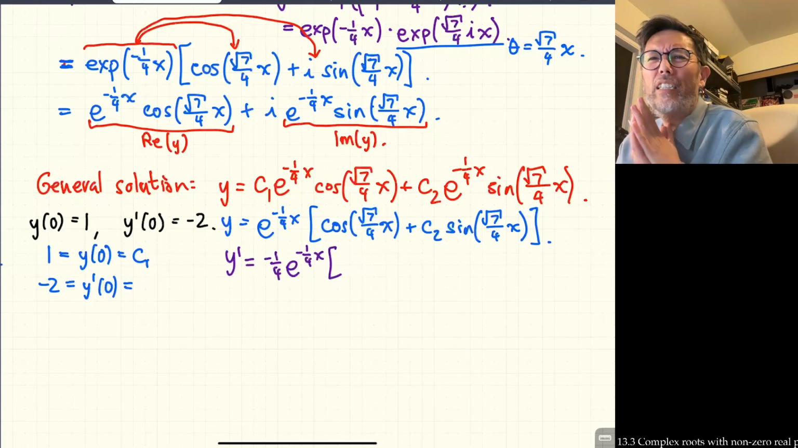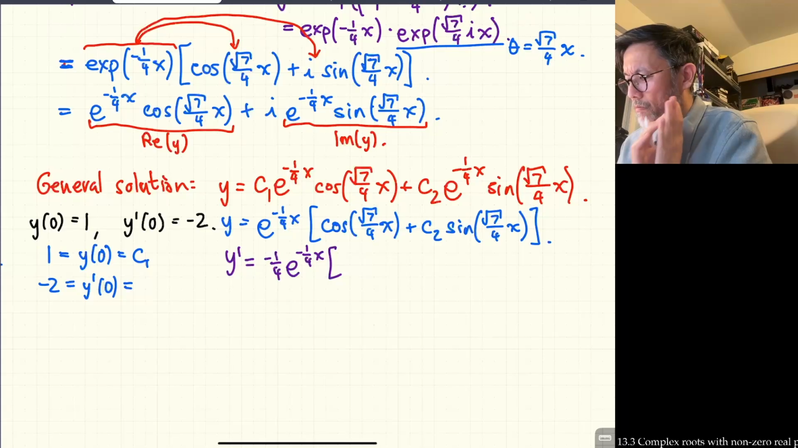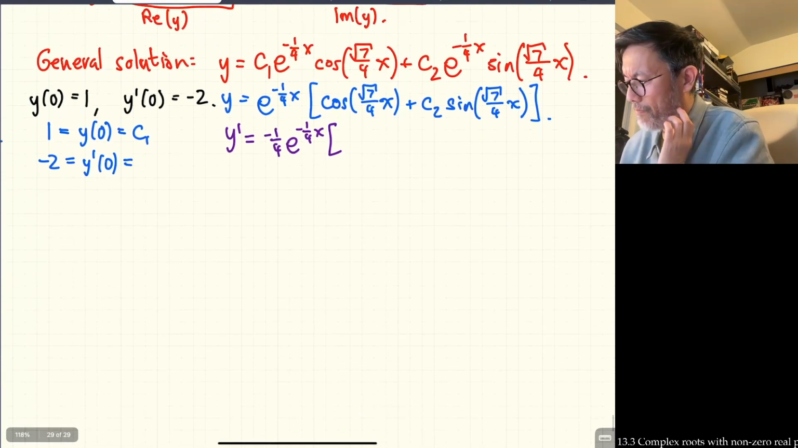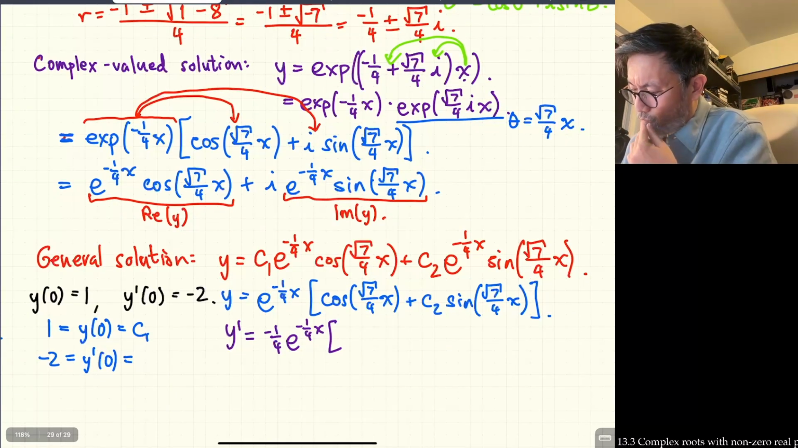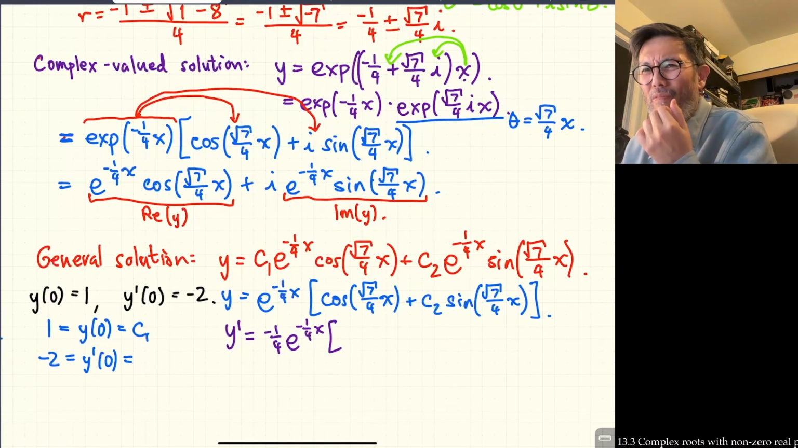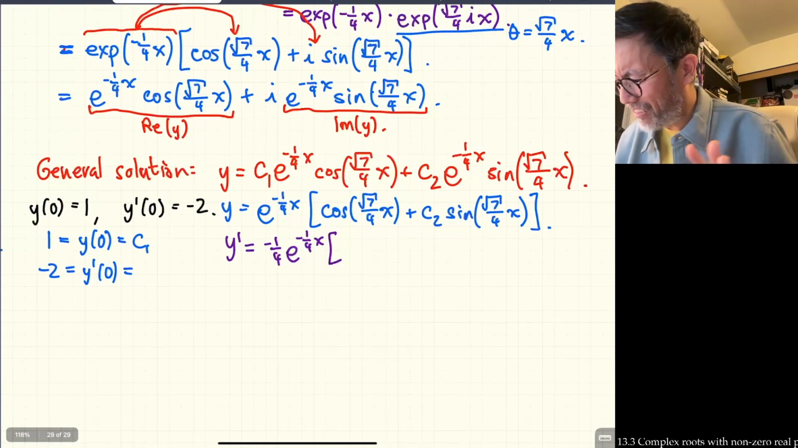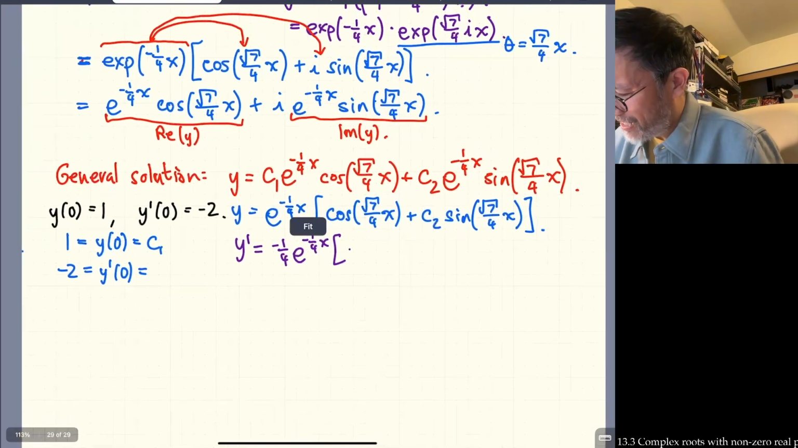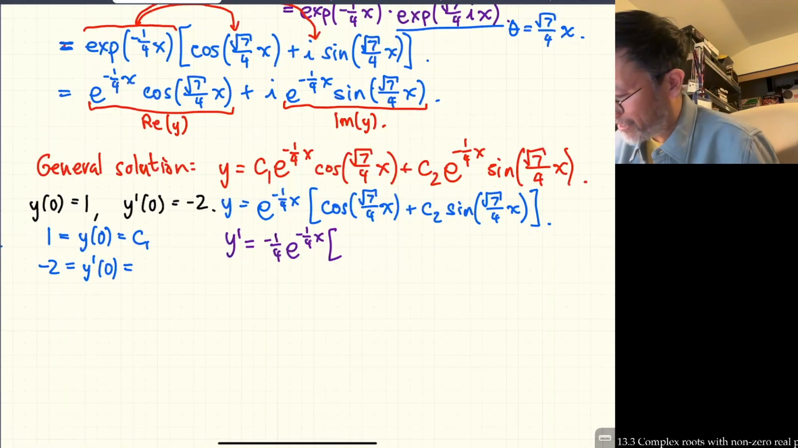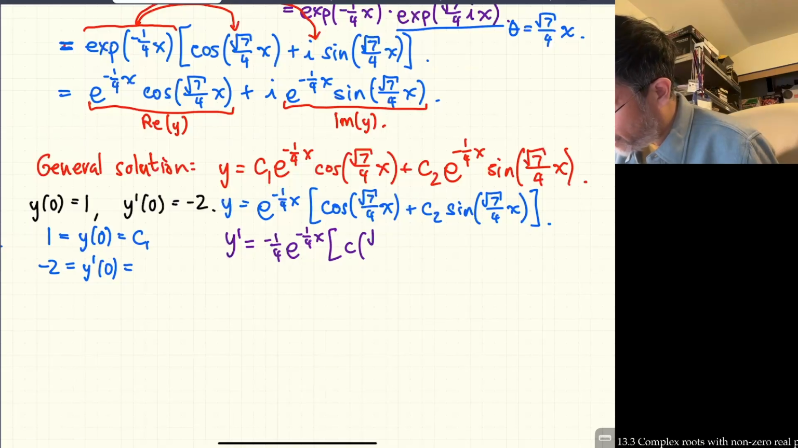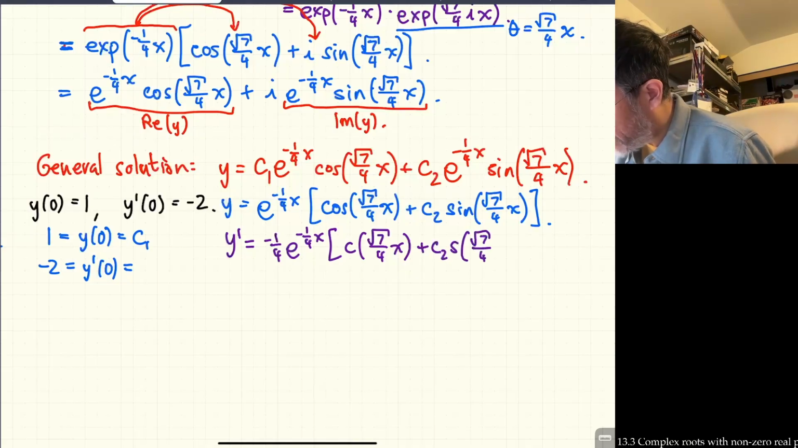Oh wait, am I going to know how to take a derivative of this? Well, I mean, we can work it out, can't we? Okay, not now. Just relax. I'm trying to be too clever. Let me just shorten cosine to c and sine to s. That's enough cleverness for today. C of square root of 7 over 4 times x plus C2 s of square root of 7 over 4 times x.